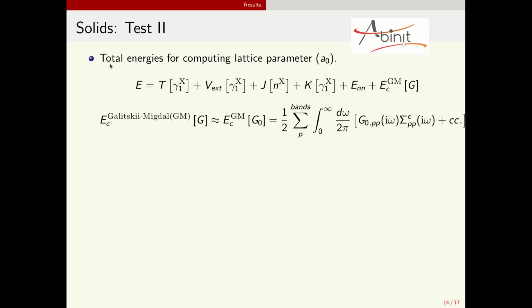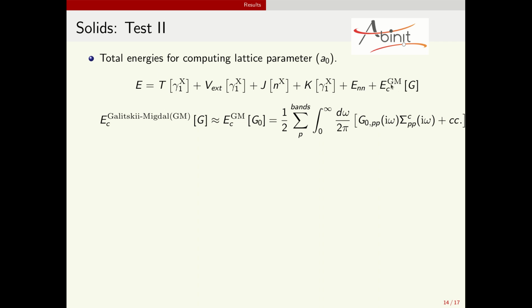Now, let's move to our last test. In our last test, we have computed total energies in order to get new lattice parameters. We know that the total energy is a functional of the 1RDM through the kinetic energy, but also of the external potential. It's a functional of the density through the electron-nuclear Coulomb attraction. It's a functional of the 1RDM in the exchange and in the nuclear repulsion.